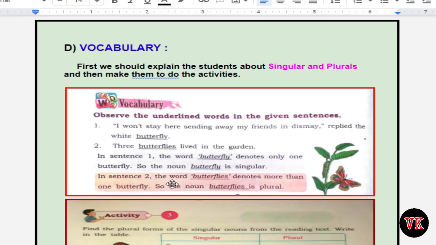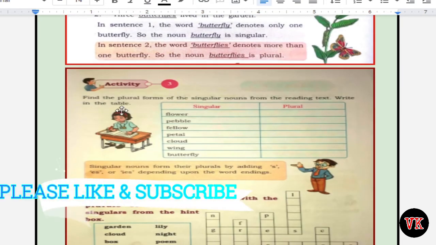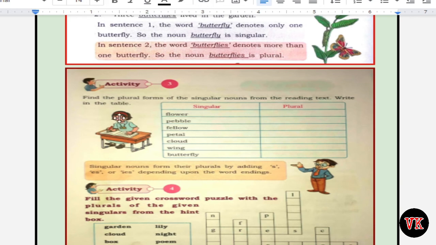Like this, we have to give 2 or more examples to understand the plurals and singulars. Next, we have to give an activity. Find the plural forms of the singular nouns from the reading text. Write in the table. Here, one table is given. In this table, singulars are there. The student can write the plurals of the words flower, pebble, fellow, petal, cloud, wing, butterfly.